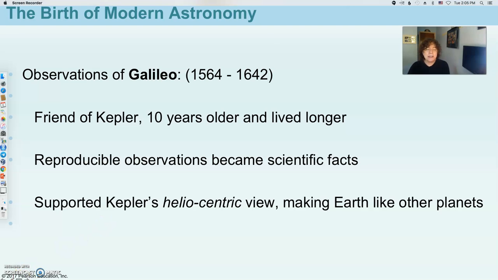So the book does a very good job of the political layout of Galileo's work, but I really wanted to talk to you about the scientific layout of his work.